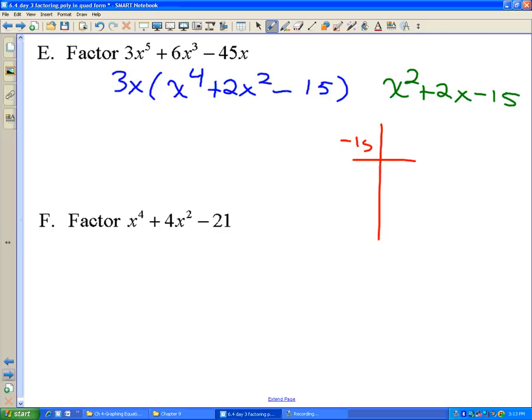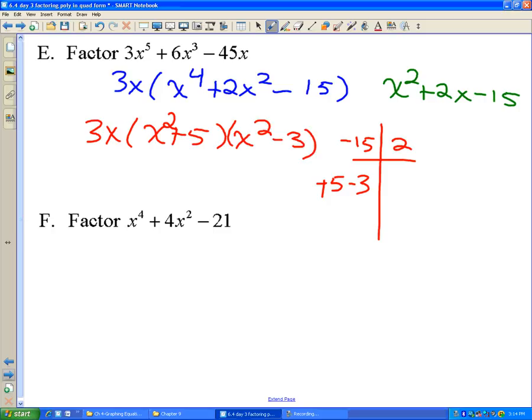I have negative 15 and 2. What multiplies to be negative 15 and adds to be 2? Well, that's positive 5 and negative 3. So my factors are 3x, my greatest common factor, times x squared plus 5, times x squared minus 3. If I FOIL that out, I get x to the fourth plus 2x squared minus 15. There is my factored form.